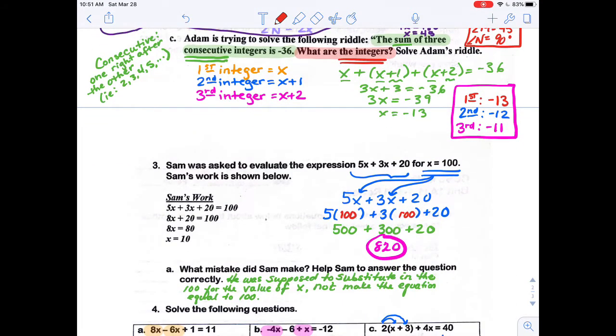C was talking about your consecutive integers, and again, sum means when I add all three together. Consecutive means a number one right after the other. So my smallest integer is x, that means the next number would have to be x plus 1. The number after that would have to be x plus 2. I made my equation of adding up all three numbers to give me that negative 36. And then, of course, I just combine like terms and then solve my equation. But notice what the question is asking. What are the integers? So you had to list them all separately.